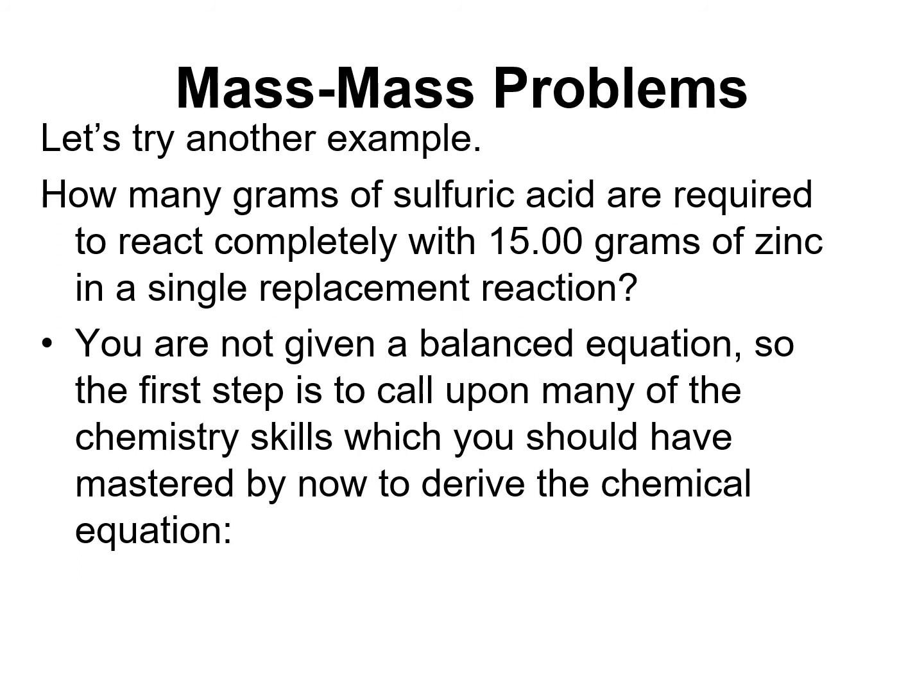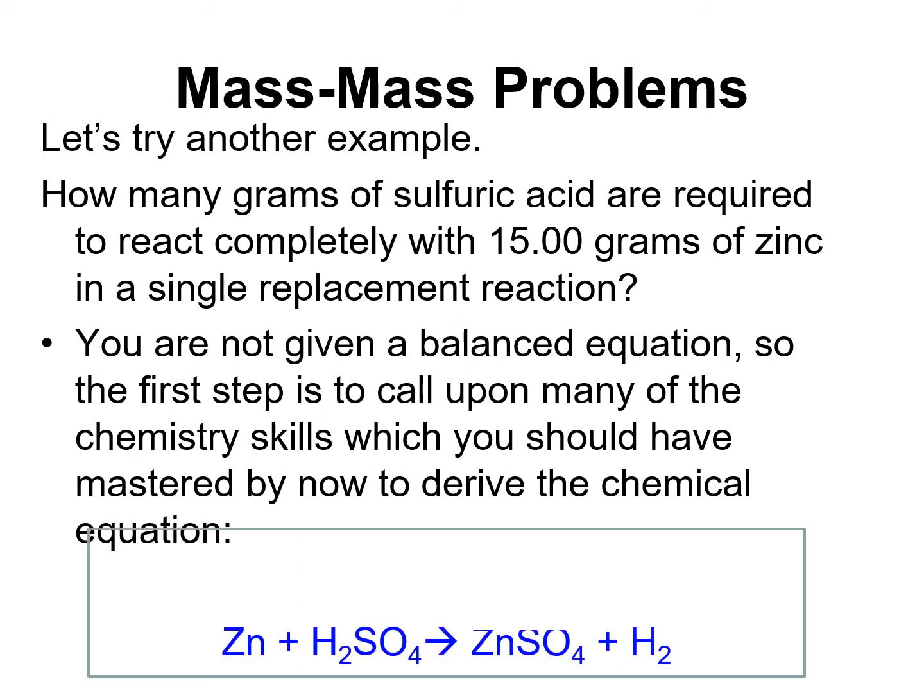So you should recognize that sulfuric acid, being an acid, is something that you can look up if you don't already remember that it's H2SO4. Zinc is just an element and it's Zn, and since they are reacting together, we write both the zinc and the sulfuric acid on the left side of an arrow. Now, we are not told what the products are, but we are given a clue. It tells us that it is a single replacement reaction.